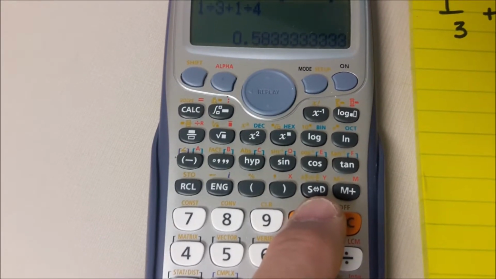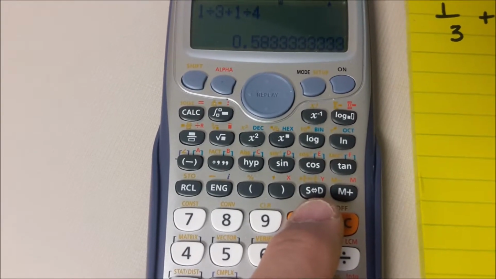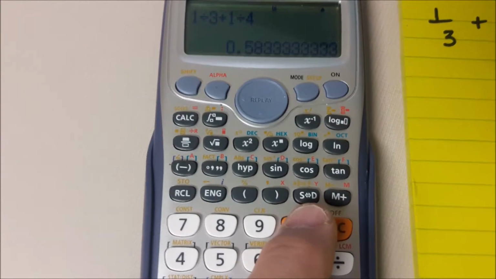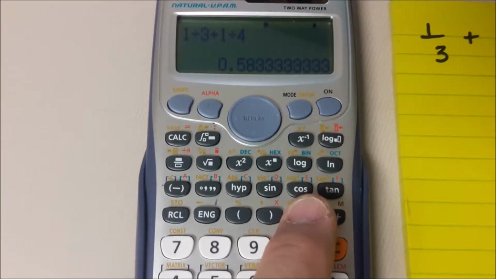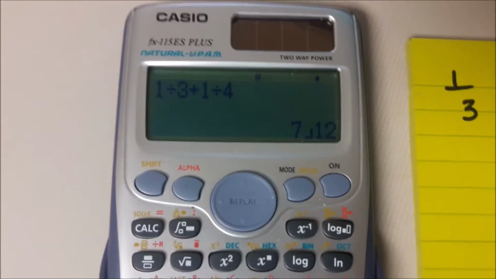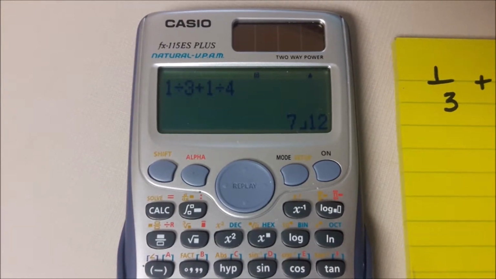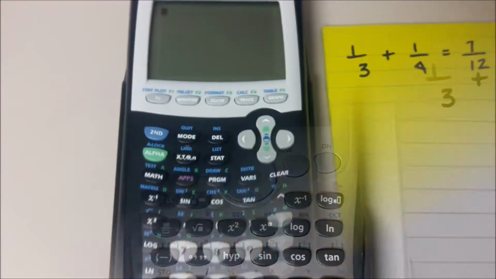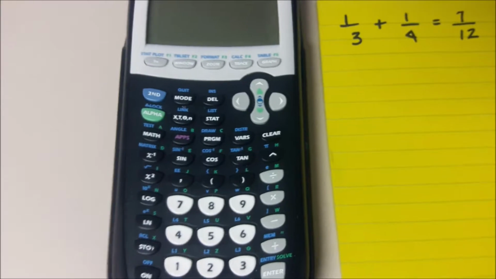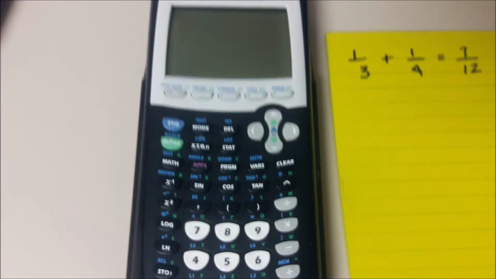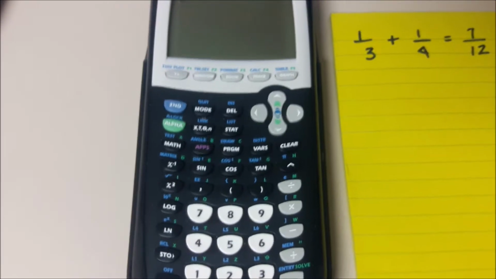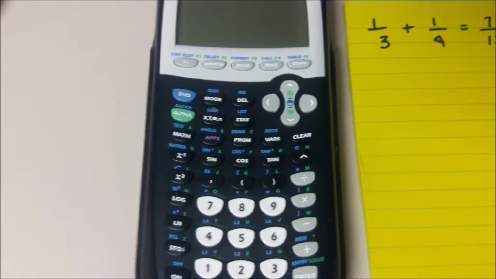It says S to D or D to S, so I think that means standard to decimal or decimal to standard notation. All you have to do is just press that one, and it gives you the fraction format, 7 over 12. Sometimes my students bring this type of calculator, and it's just a Texas Instruments graphing calculator. It'll do the same thing.